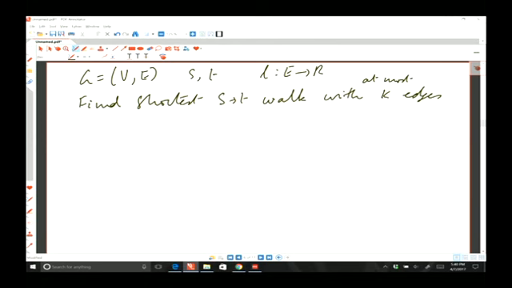Does this question make sense? I have a graph, lengths can be arbitrary, negative, positive, whatever. I want to find an s-t walk, not a path. What's a walk? I can visit a vertex more than once, right? But I want to use at most k edges. I don't want you to use more than k edges.